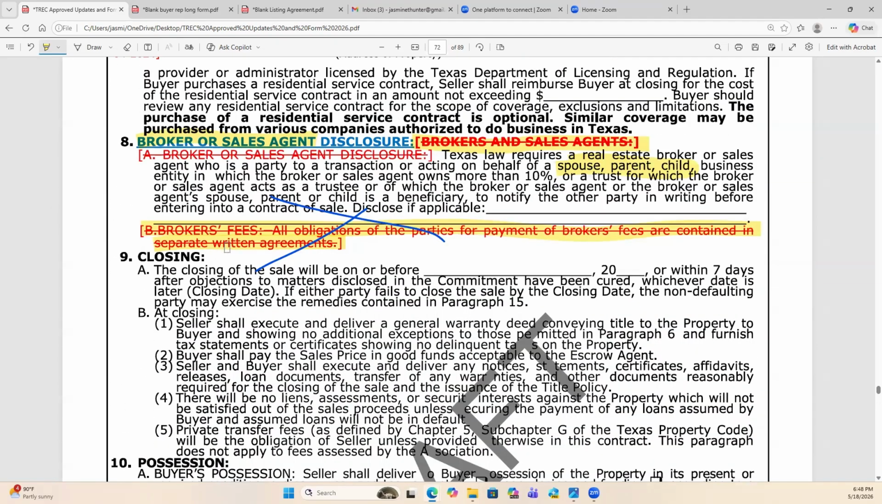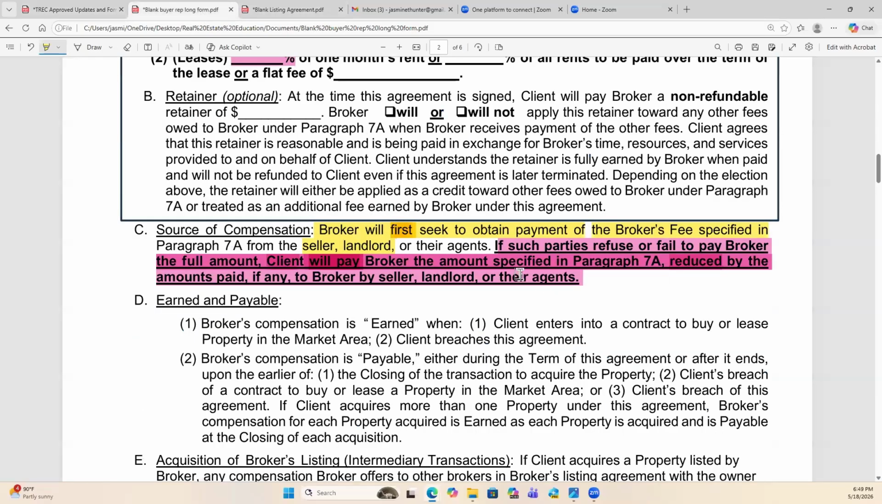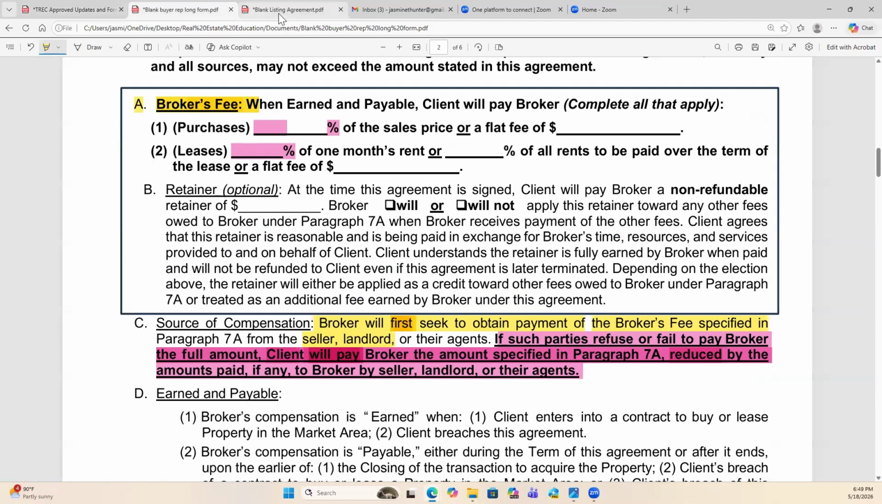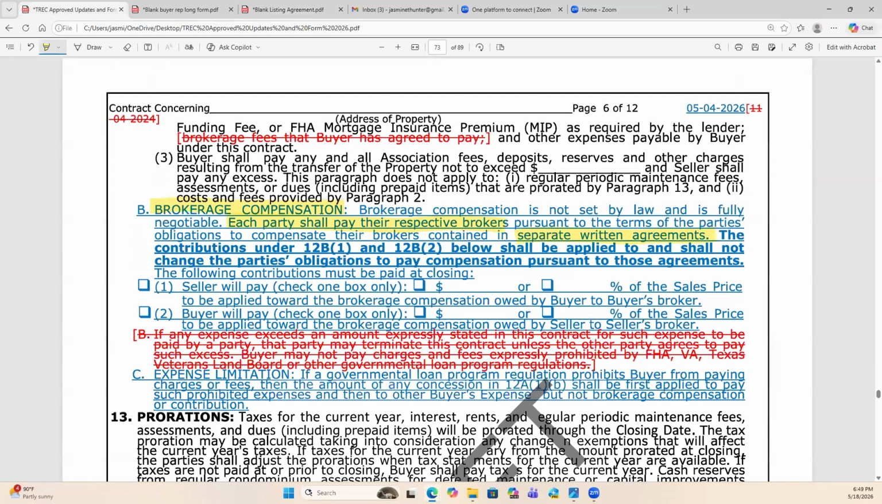Do you guys see that? Separate written agreements. When we didn't need this up here. So we dropped this down here. And this is saying each party shall pay their respective broker. So buyer, pay your broker because that's what you put right here in this buyer rep agreement. Listing side, sellers, pay your brokers because that's what you put right here in the listing agreement. Pursuant to the terms of the parties' obligations to compensate their brokers contained in separate written agreements.